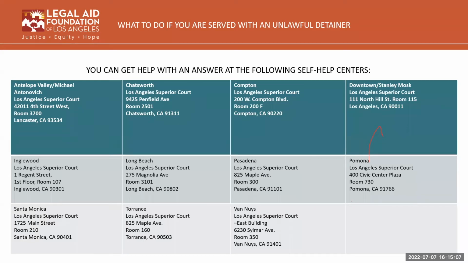And if you do receive an unlawful detainer, again, it's important you file within 5 days of being served, right? Because if you don't, then the landlord can file what's called a request for entry of default, which we'll be taking a look at in the next slide.